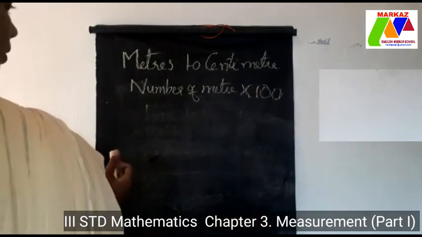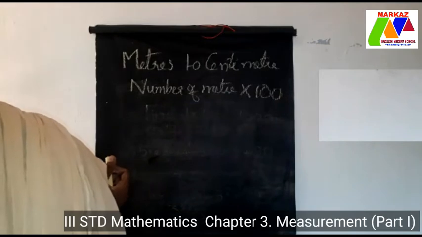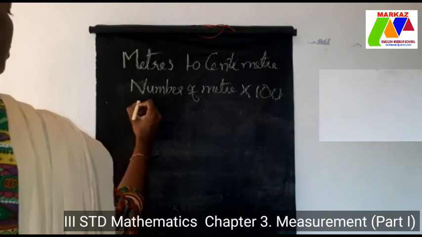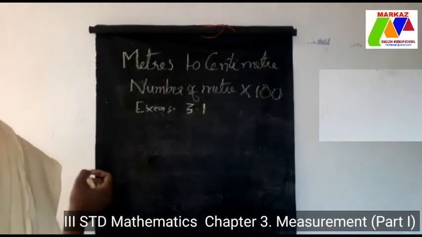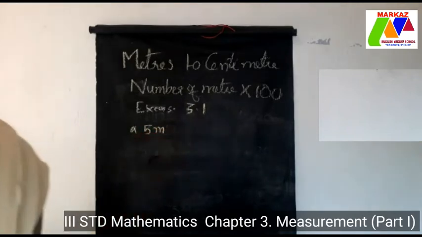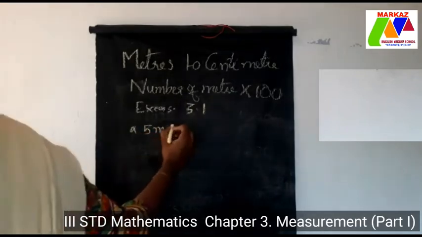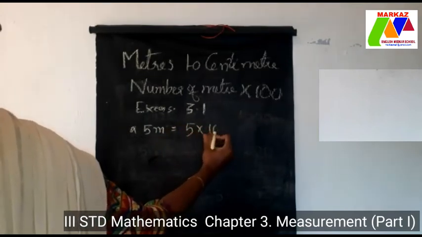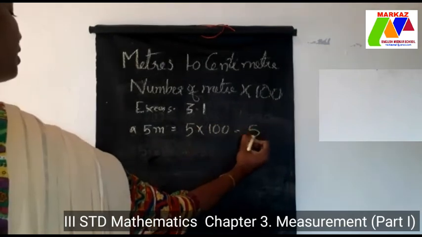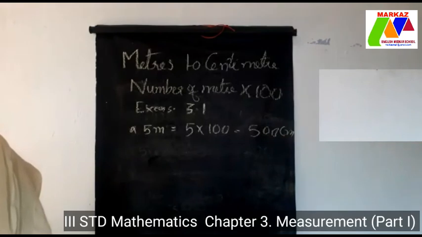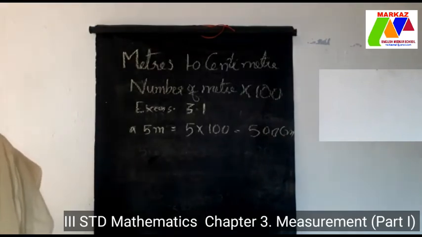centimeter. Students, open your textbook, take page number 94. Can you see the exercise number 3.1? Let us solve that. So the A, 5 meter. How to solve this, students? What we have to do? Yeah, we have to multiply it by 100. So 5 meter is equal to 500 centimeter. So the B and C sections you have to do by yourself. It is a homework for you.